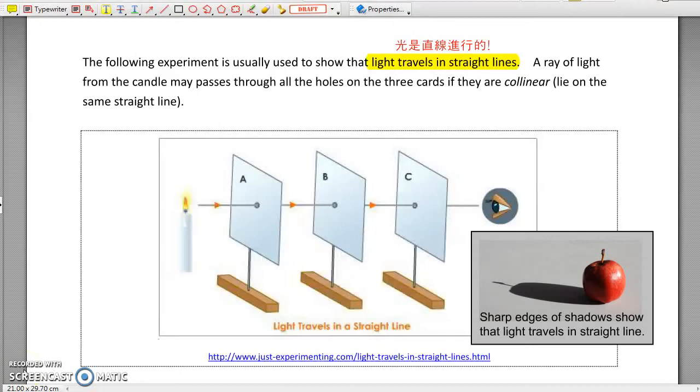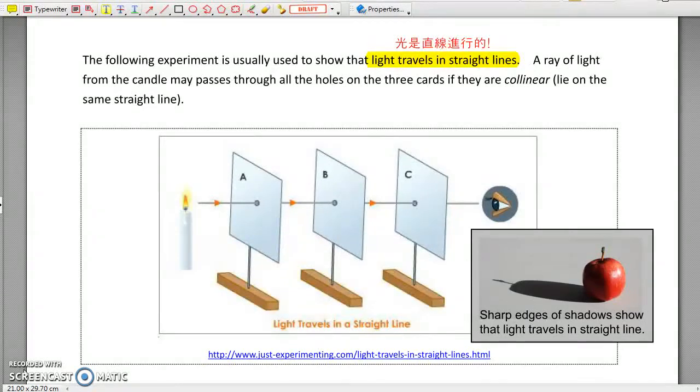Sharp edges of shadows show that light travels in a straight line. In the school laboratory, on the other hand, the following setup is usually used. There are 3 cards, A, B, and C. These cards are opaque. That means they are not transparent, so light cannot pass through them. Light can only pass through the holes at their centers.